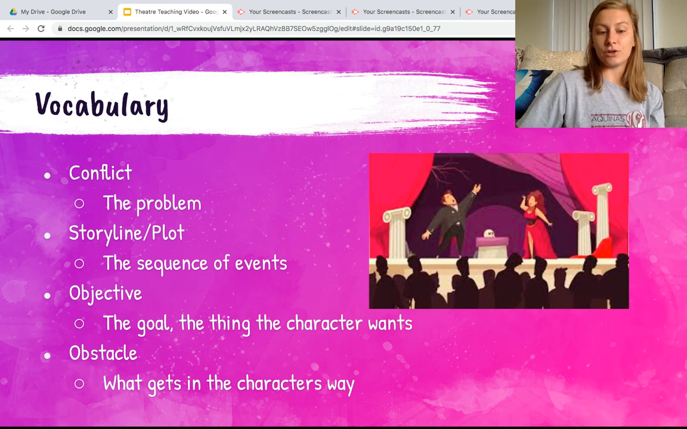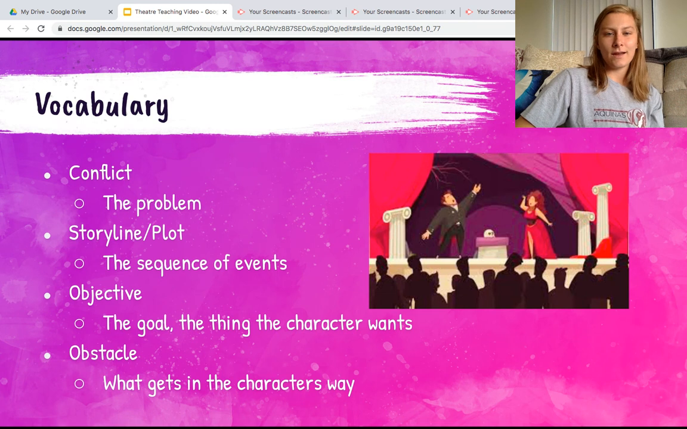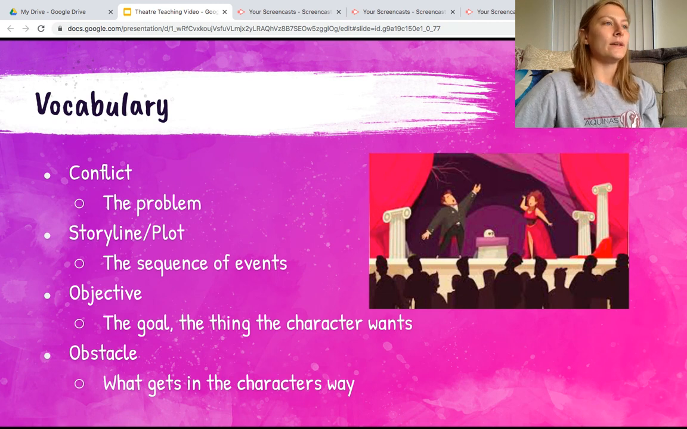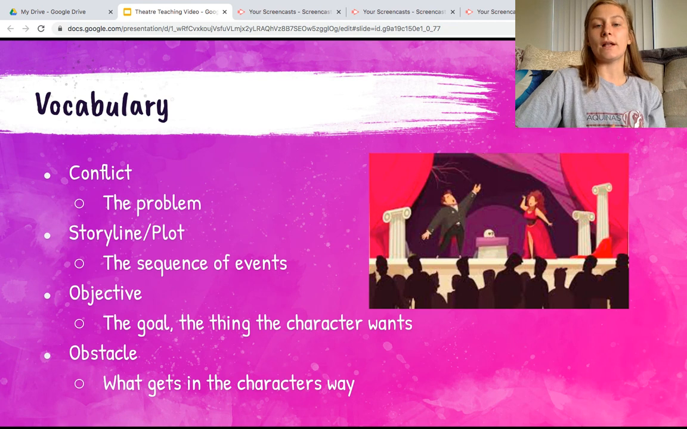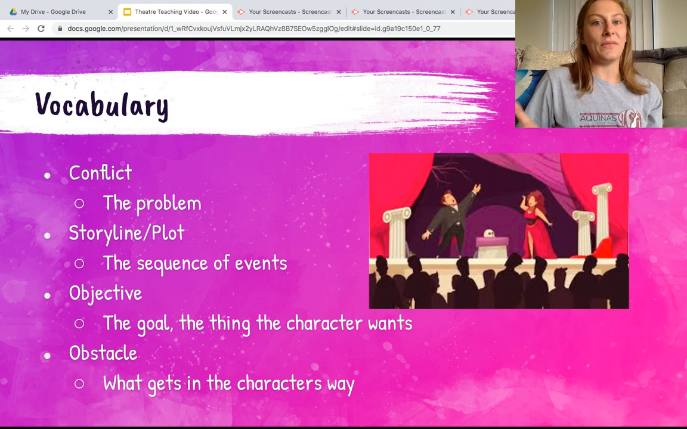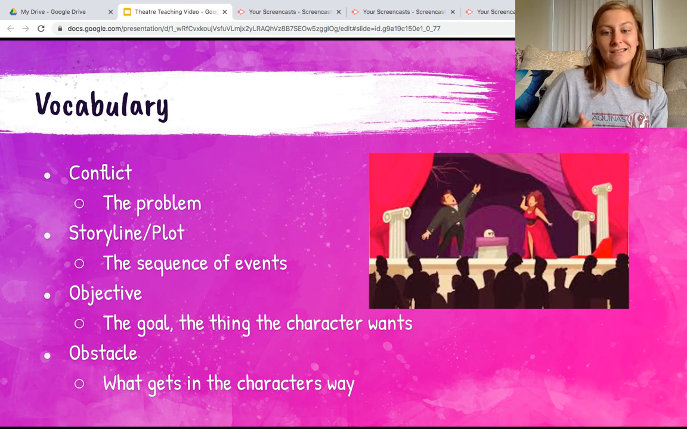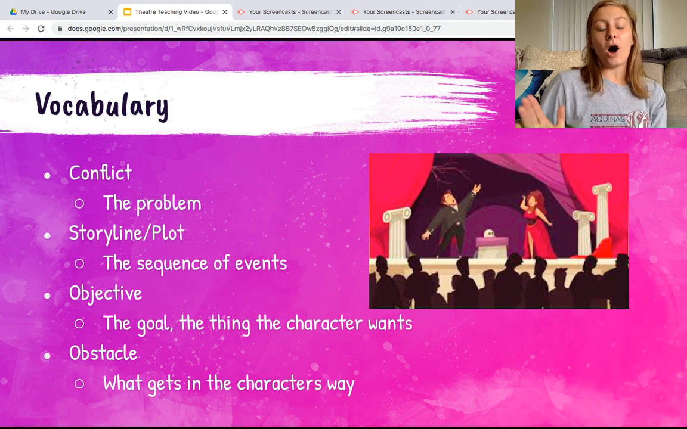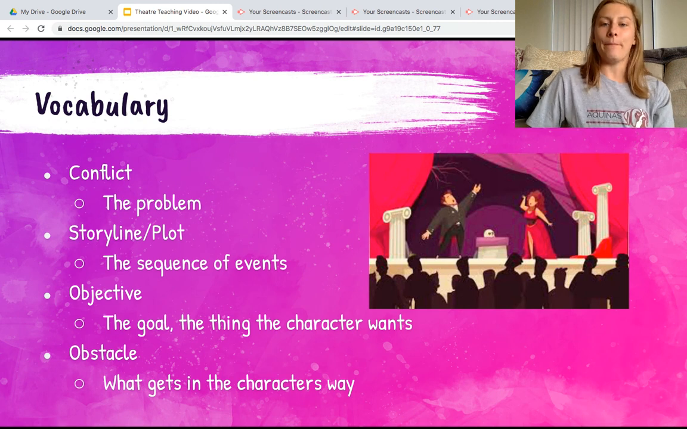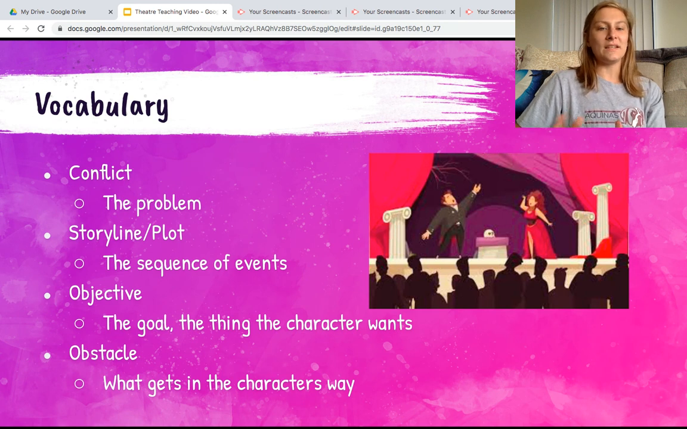And then the obstacle is what gets in the character's way. So this is something like, for example, so the prince wants to save the princess, but there's the dragon keeping her there, right? He has to get through the dragon in order to save the princess. That is the obstacle. All of these elements are what make a play or a musical or anything in theater. It's what gives it its story.